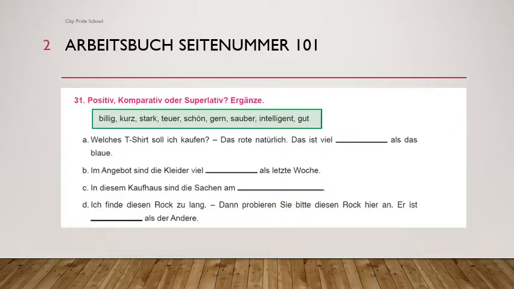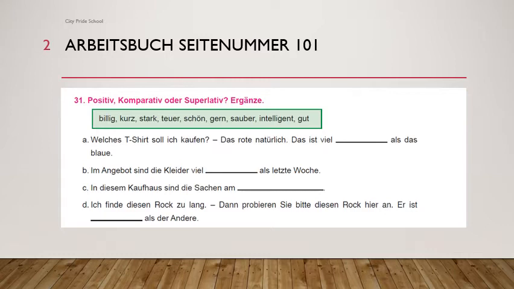Everyone please open Arbeitsbuch Seite Nummer 101. We are going to solve Aufgabe 31. Positive, comparative oder superlative ergänze. In this exercise, you have to decide first the correct adjective for the correct blank and then you have to write the correct degree form.